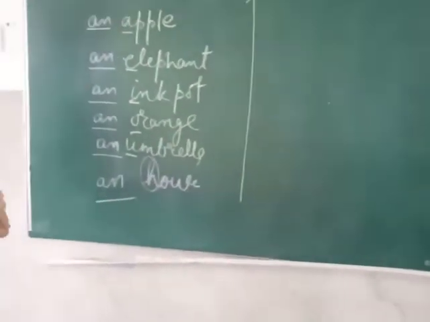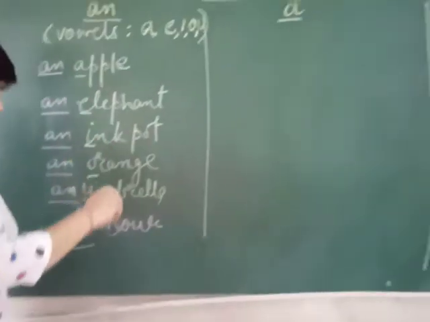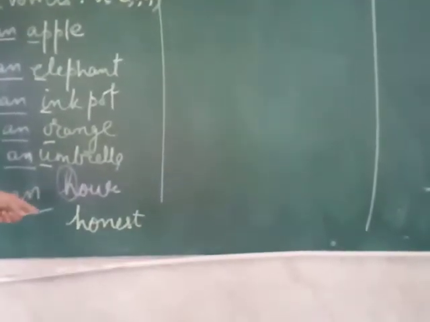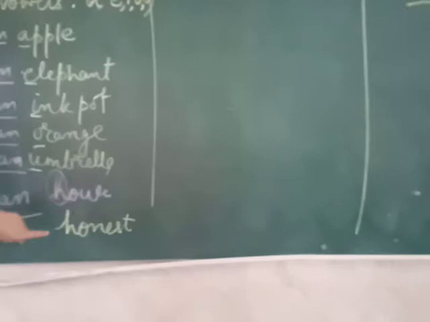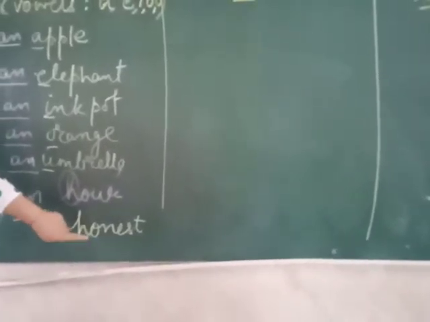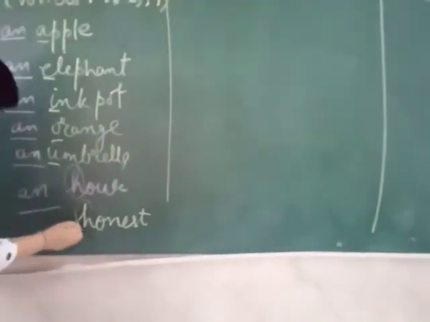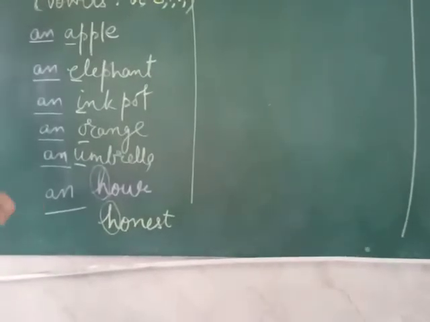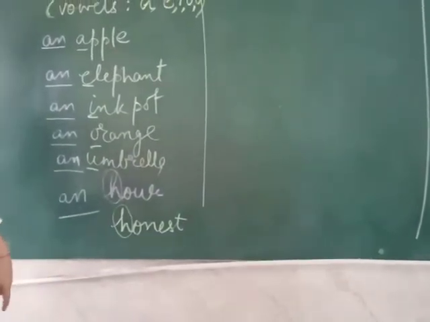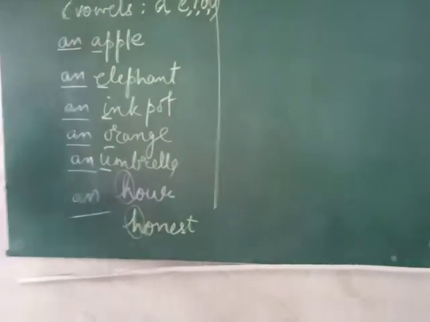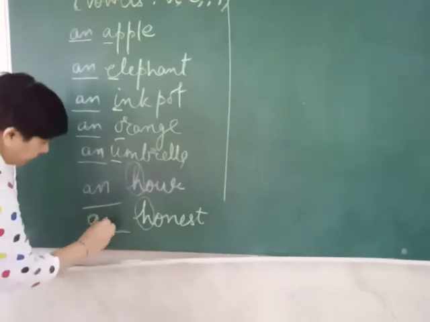Again, the next word I take is, I'll write the spelling first. Honest. The spelling is honest. If I take the first letter, that is H, it is a consonant. But when I pronounce this, when I spell it out, I say "onest". H is silent. So honest, it is O. O means again vowel. So what will come in front? It is an.